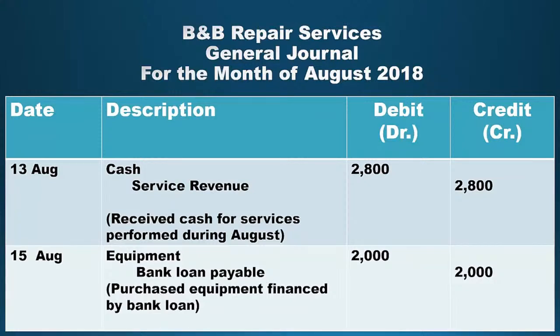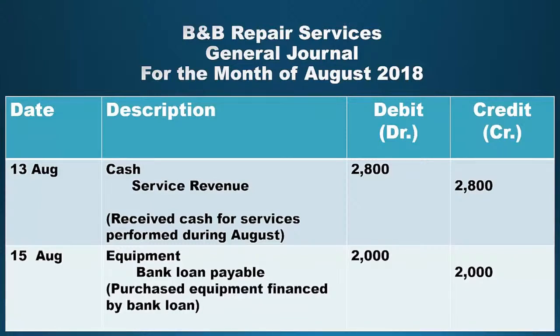Step 2. Which accounts are affected? Cash increases because the company is receiving money for its services. Service revenue increases because the company earned this income by completing the work. Step 3. How do we record it?